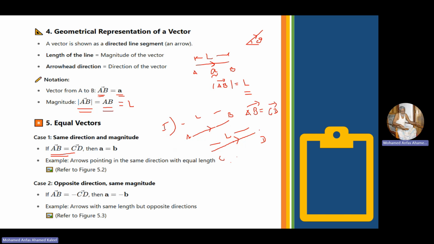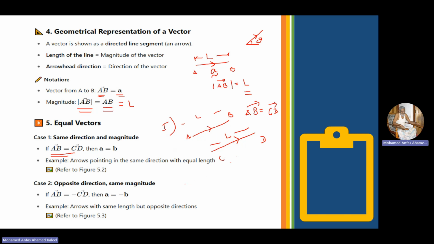One case: the two vectors are in one line with the same magnitude, or the two vectors are parallel with the same magnitude. Then case two: opposite direction and same magnitude.